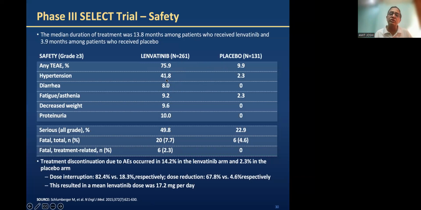When we start, we have to check whether the patient's blood pressure is controlled. On follow-up, we need to check blood pressure every 2 to 3 weeks. We have to start an antihypertensive if the blood pressure goes up. The proteinuria needs to be checked, and we definitely have to modify the doses.